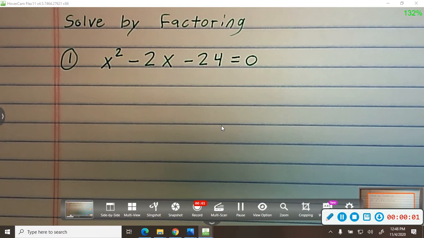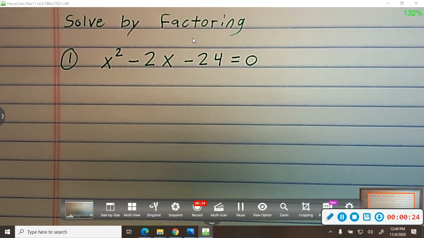So we're going to solve by factoring. There's a number that when you square it, and then you take away 2 times that number, and then you take away 24, you get 0. There's going to be 2 numbers that make this true. And so there's many different ways to solve. We're going to focus in on solving by factoring.